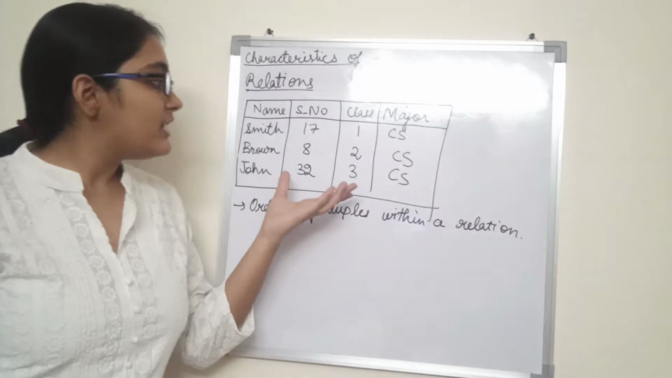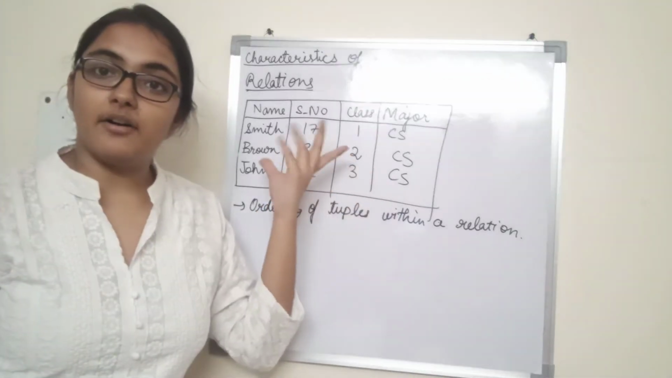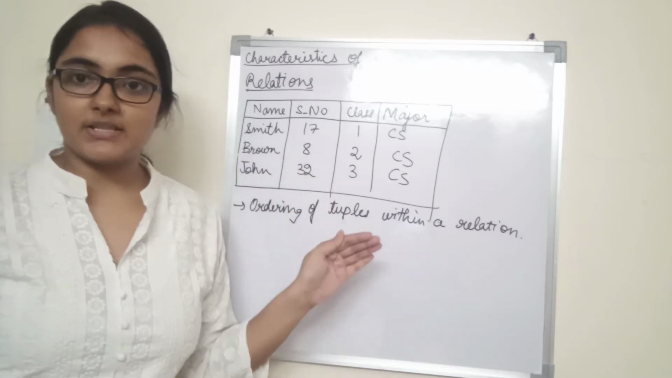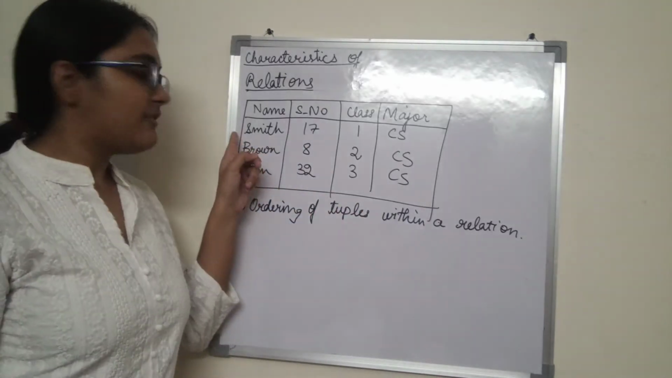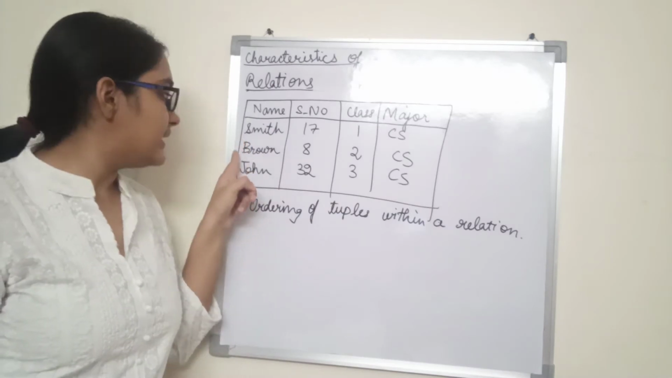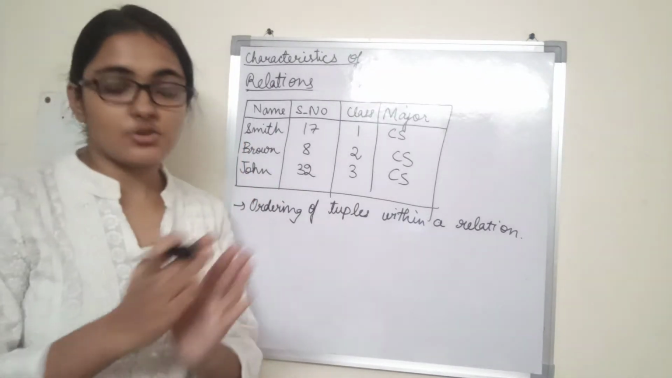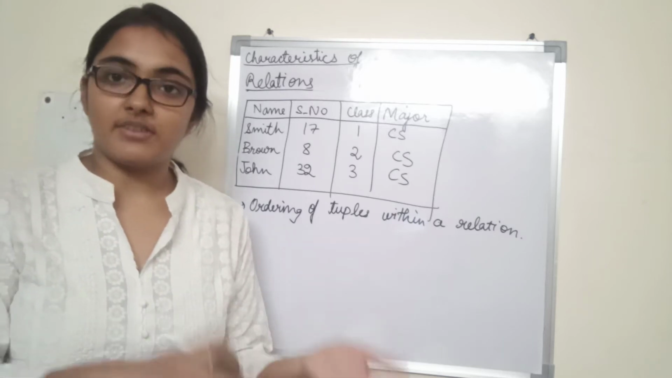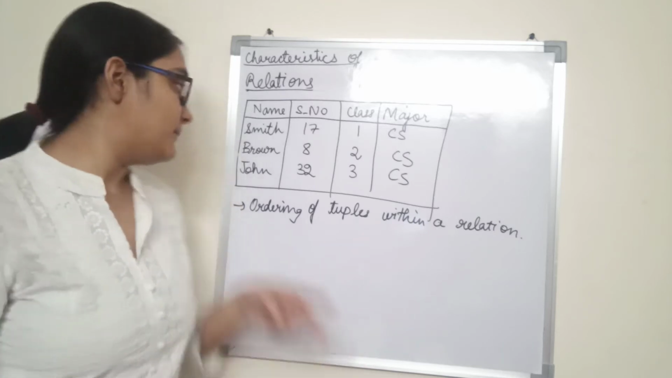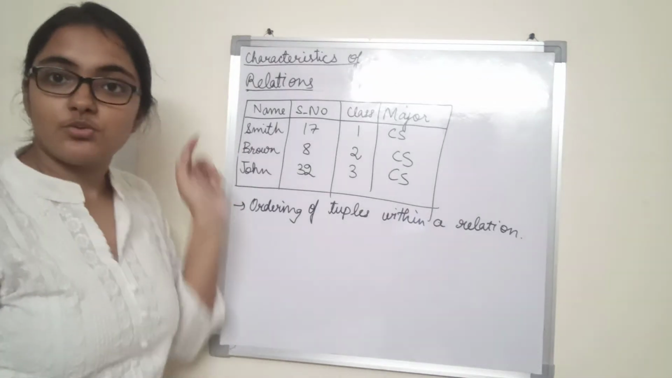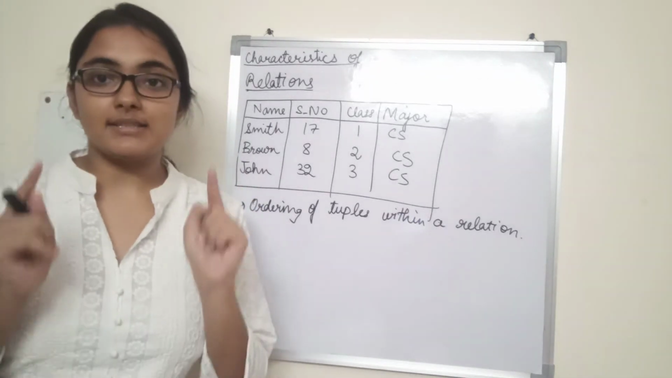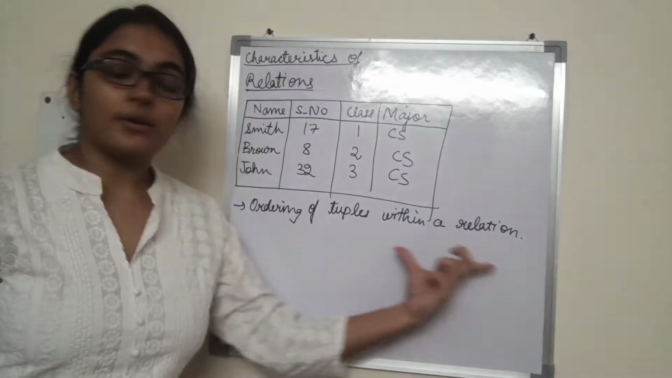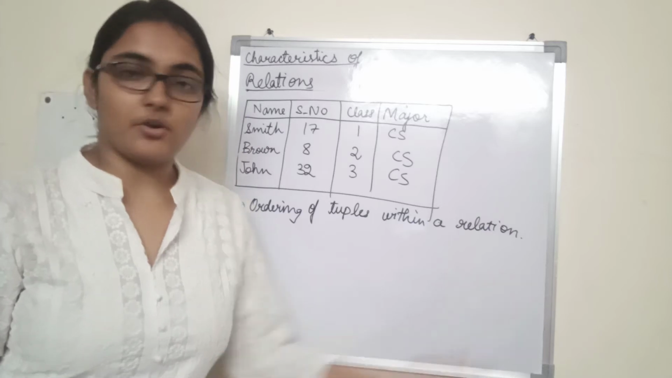But when we are storing a relation in a file, or displaying it as a table, some order has to be specified, right? If I want to store this record first, then this one, then this one, it has to be stored in a certain order, but that doesn't mean that the order will change the meaning of the relation. Even if I interchange these two tuples, it will still be considered identical to this particular relation, right? So ordering of tuples within a relation is not important.